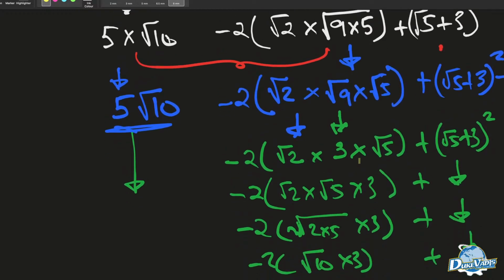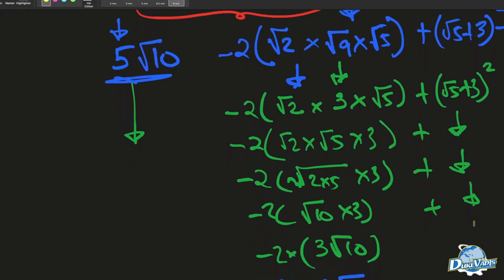okay, we realize that root 2 and root 5 are together. So we put them together here. We're applying the principles that we learned earlier. Okay, so we have root 2 times 5 and multiply by 3. And root 2 times 5 is root 10. So eventually, we multiply root 10 times 3 and we have 3 root 10.